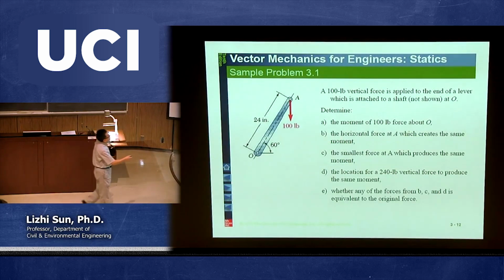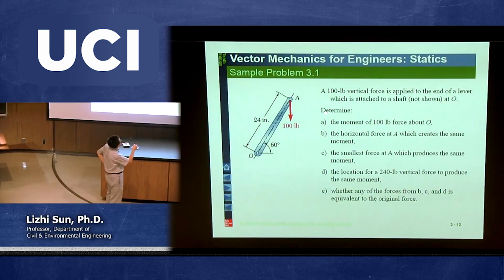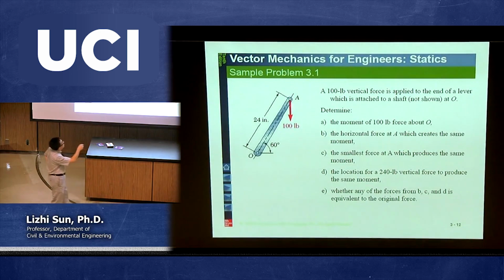Okay, now let's go back to look at the second question. We need to determine the horizontal force at this point O. This is the first time we mentioned a horizontal force, right? A horizontal force at point A, which creates the same moment. So this time, instead of looking at a vertical force, let's forget about the vertical force.